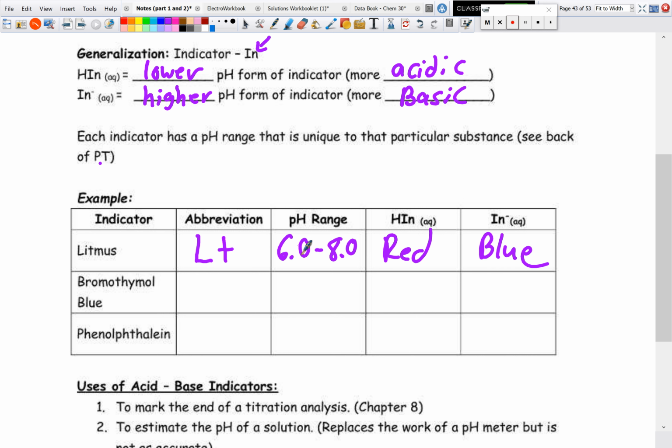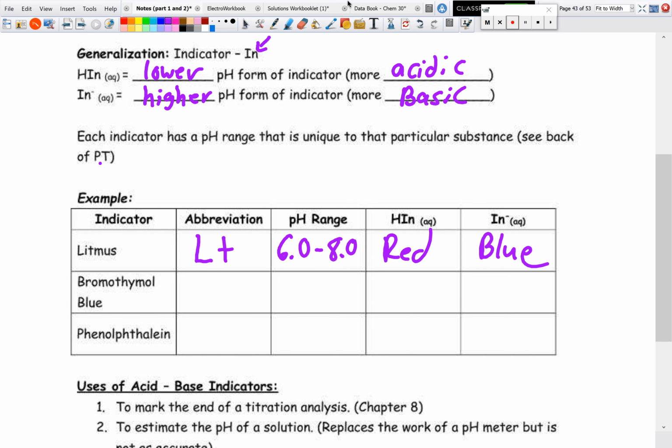Now this is why, if you know the pH is right in between 6 and 8, well 7, the red litmus paper doesn't change color at 7, nor does the blue change color, because 7 is right in the middle of the pH range. It's only going to turn red if it's below a pH of 6, it's only going to change blue if it's above a pH of 8, and at a pH of 7, nothing changes color. So that's why litmus is used to determine if something is acidic or basic.